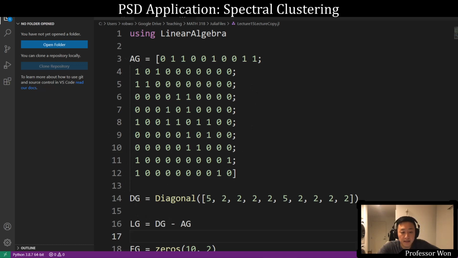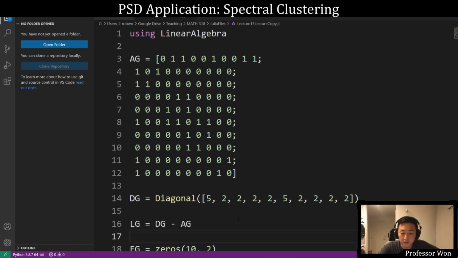Then I set up the diagonal matrix, whose diagonal entries are the degrees. In Julia, you can instantiate a diagonal matrix with capital Diagonal and then giving it the set of entries in order, so an array of entries. Vertex 1 has degree 5, vertex 6 has degree 5, and the rest of the vertices have degree 2. So this is the diagonal matrix consisting of degrees of the vertices. And my Laplacian is going to be DG minus AG.